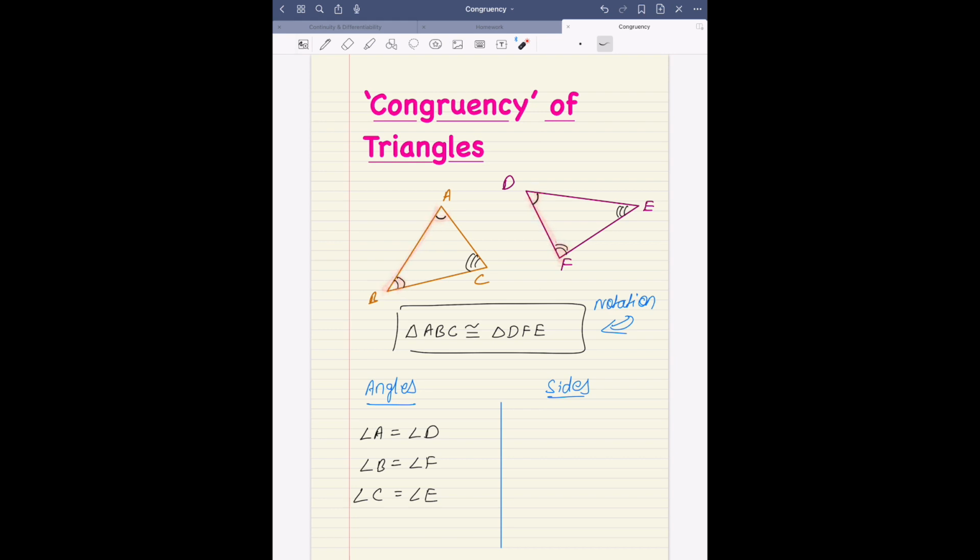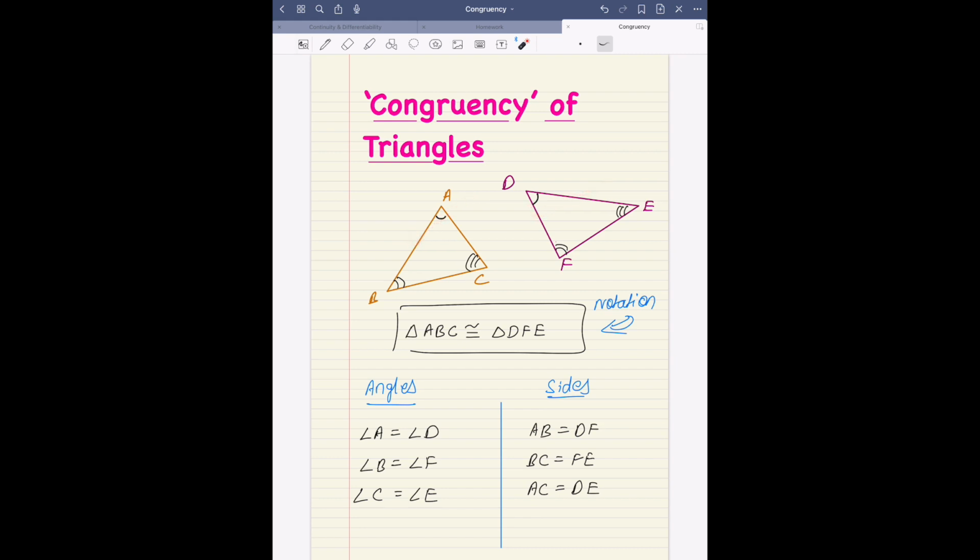You can also look here, this angle and this angle correspond to this and this. So DF and AB are equal. Hence AB is equal to DF. Then what about BC? BC will be equal to FE or EF. And what about AC or CA? It will be equal to DE, the last remaining side. So AC is equal to DE. This is the conclusion drawn if two triangles are congruent.